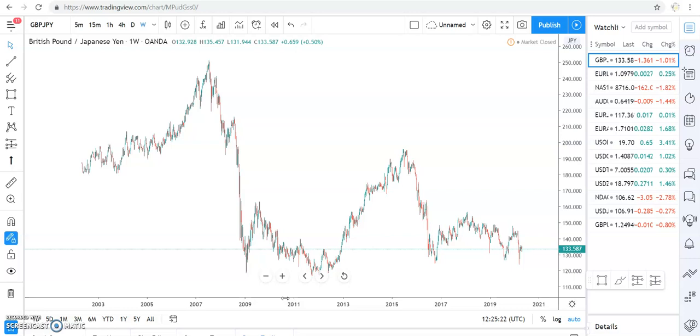Okay, so let's get right into the analysis. I'd like to start off with my weekly time frame. I'm looking at British pound versus Japanese yen, and on my weekly time frame, I can quickly identify that it has been in a downtrend right here.